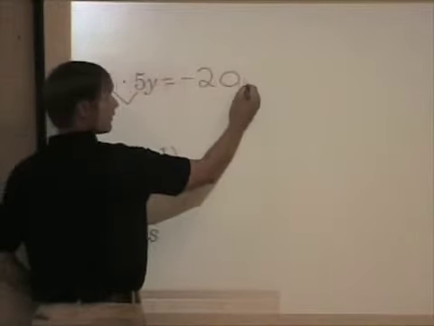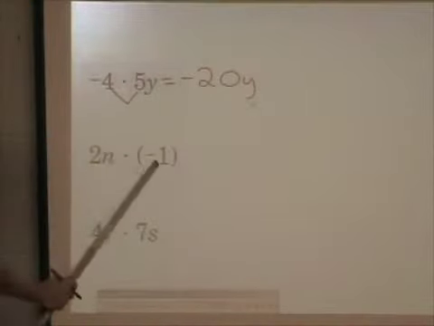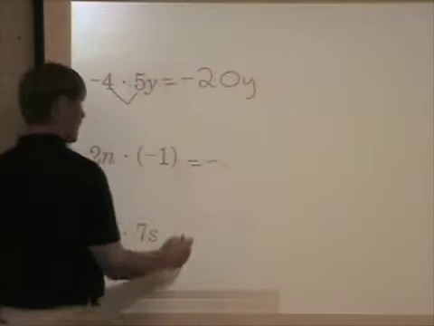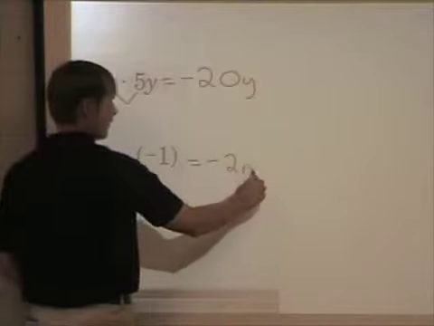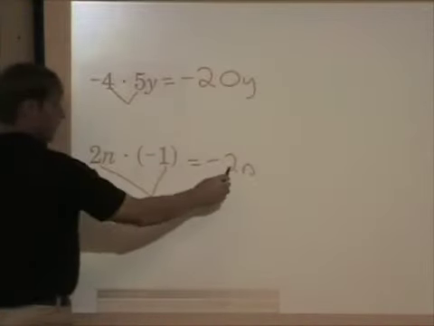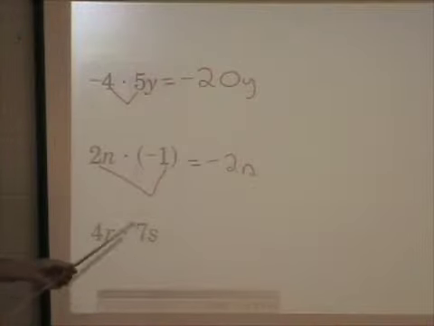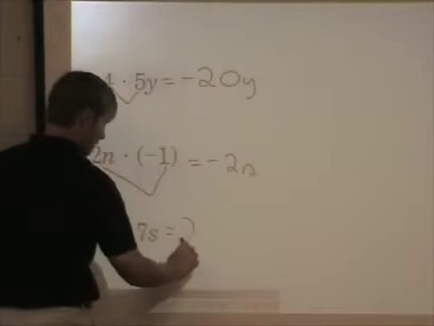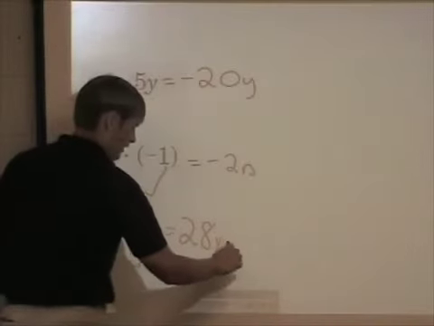20 what? Good. All right, Morgan, here I've got a positive and a negative, so my answer is going to be a negative, and it's negative what? 2n. Good. 1 times 2 is 2, and then you just bring the n along. Stephen, here I got a positive and a positive, so my answer is going to be positive what? 28r. Good job, Stephen. 28, because 4 times 7 is 28, and then you bring r and s along for the ride.